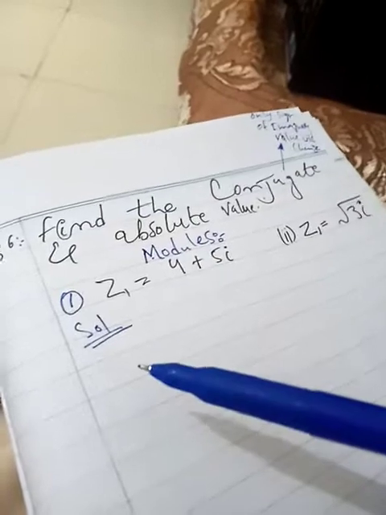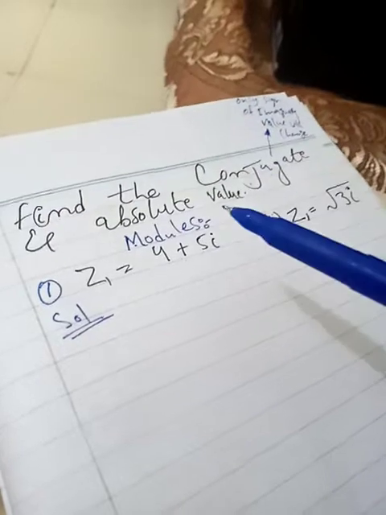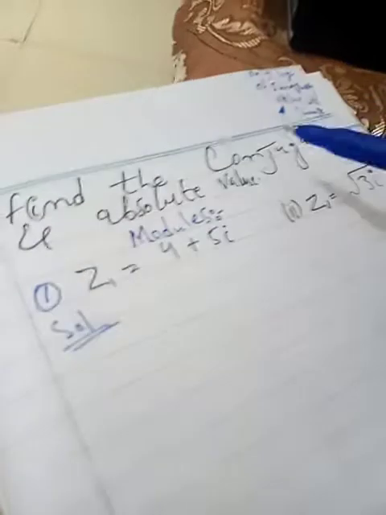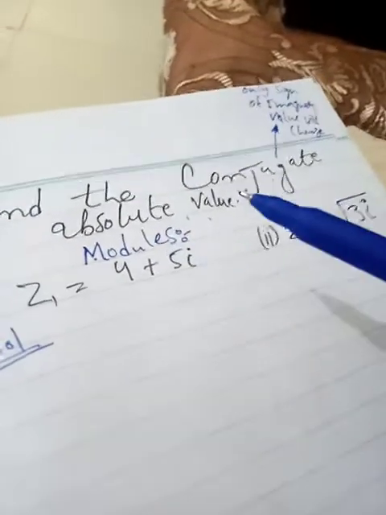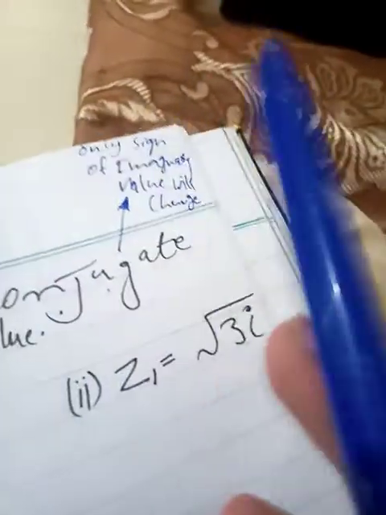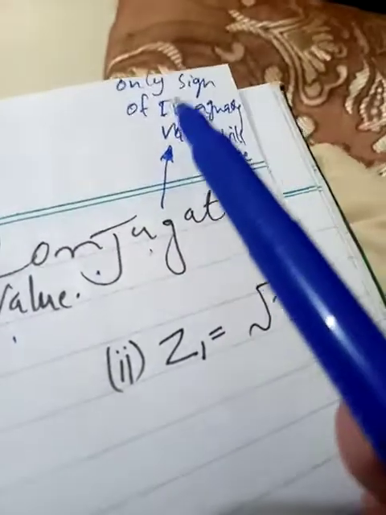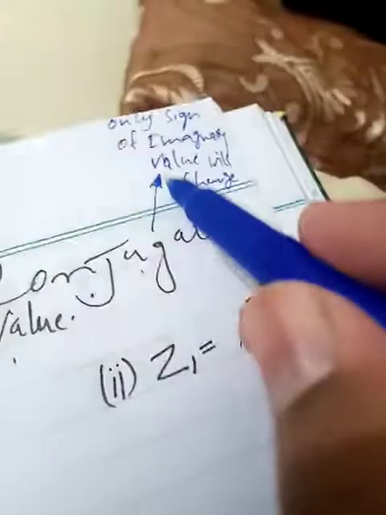Today we have a question: find the conjugate and absolute values of the following. To do this question we need to find the conjugate. You have been asking what a conjugate is. Before you ask, I should tell you that conjugate is the method in which only the sign of the imaginary value will be changed. Okay, only the sign of the imaginary value will be changed.